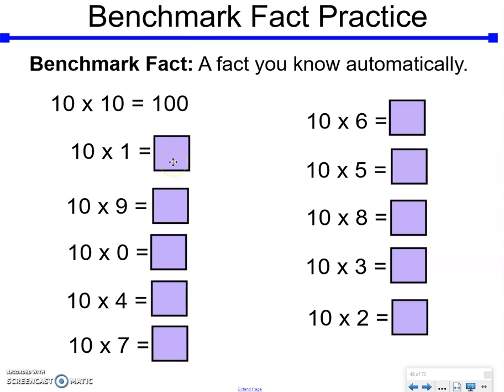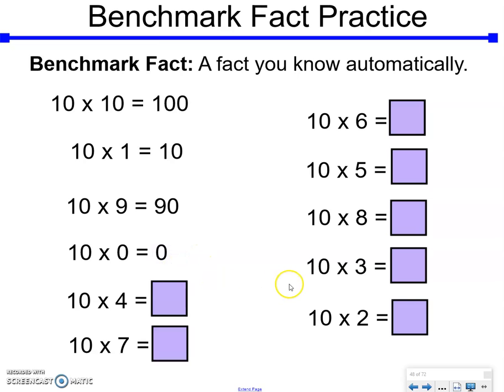10 times 1. I know that 10 times 1 means that there's 10 in each row and 1 row. 10 times 1 is 10. 10 times 9. 10 times 9 means there are 10 squares in each row and 9 rows. I know that 10 times 9 is 90. 10 times 0. 10 times 0, there are 10 squares in each row, but there are 0 rows. Oh yes, 10 times 0 is 0.